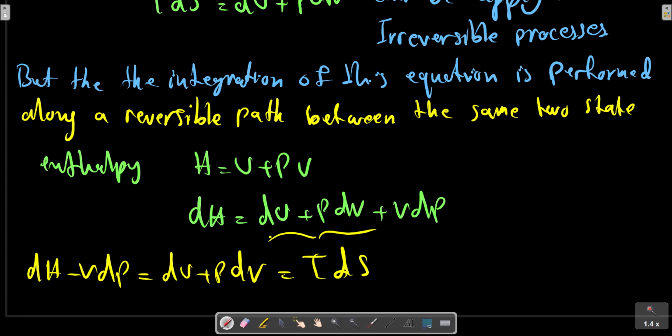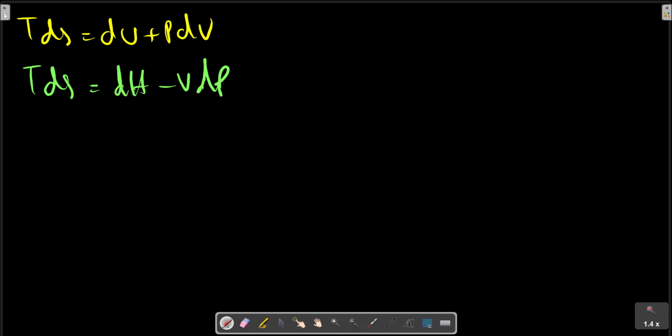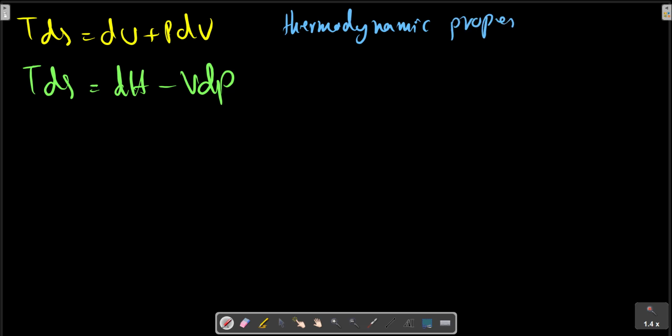These two expressions, the equation TdS = dU + PdV, and then next, TdS = dH - VdP, are two forms of the thermodynamic property relation and are frequently called Gibbs equations.